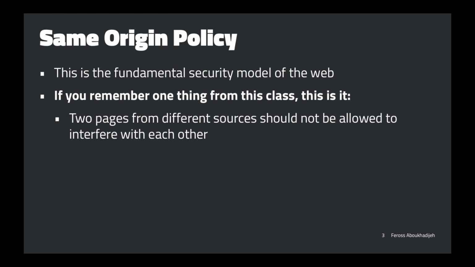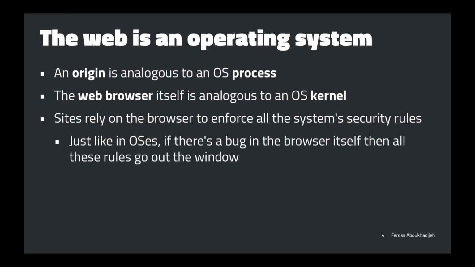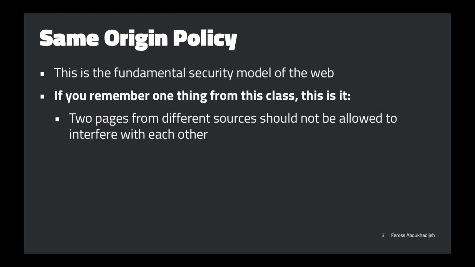So if we can accomplish this, then this seems like a good philosophy to have when we're coming up with all the different security rules we want to have. So I'll just say it again: 2 pages from different sources should not be allowed to interfere with each other. Now this gets complicated when we actually think about what we want to allow and what we don't want to allow, like we saw from the list of questions before.